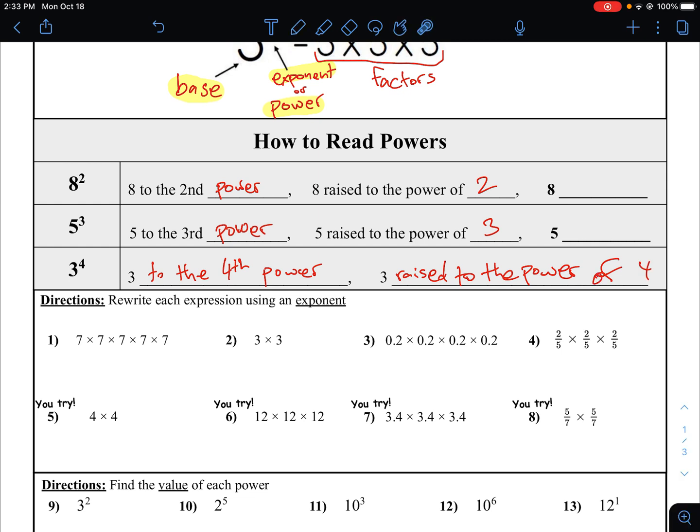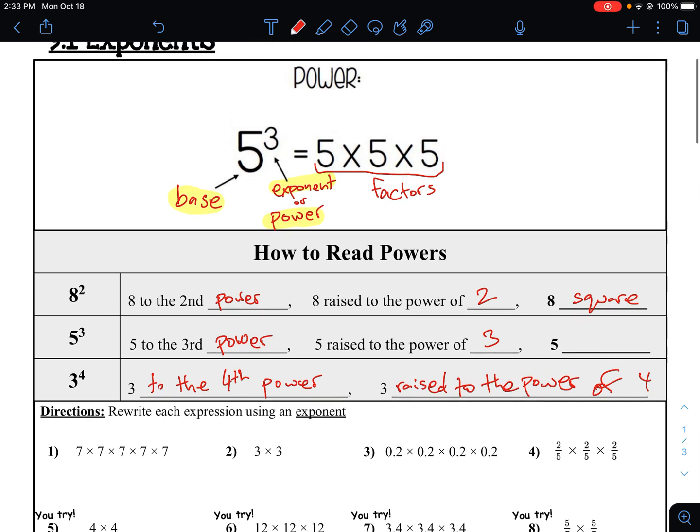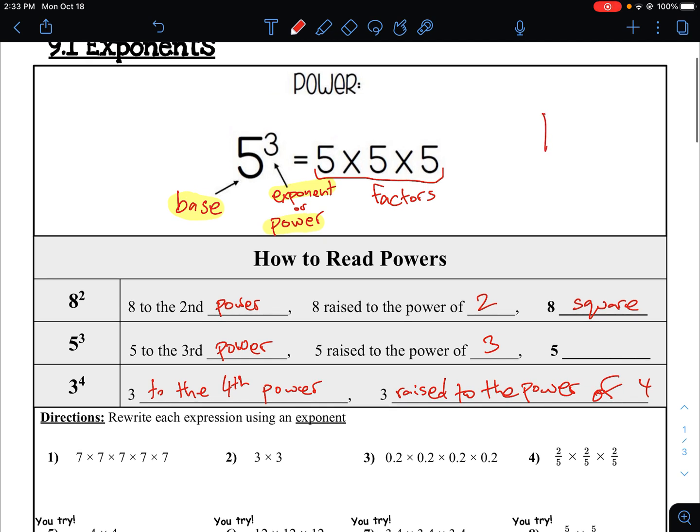Now, I did say I would get back to the fancy names. So 8 to the second power, 8 raised to the power of 2, sometimes it's also called 8 squared. Now, why is it called 8 squared? Well, if you remember how to find the area of a square, it's basically length times width. Let's call it length times width.